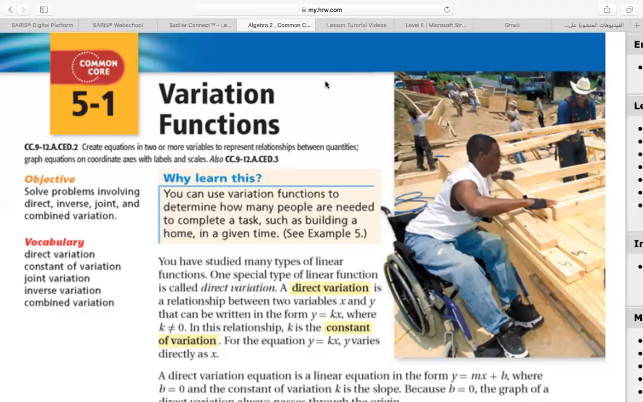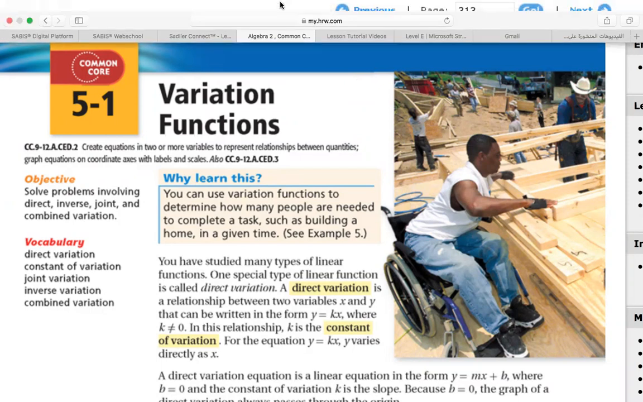What does this mean? It means that if k is positive in a direct variation, the value of y increases as the value of x increases.